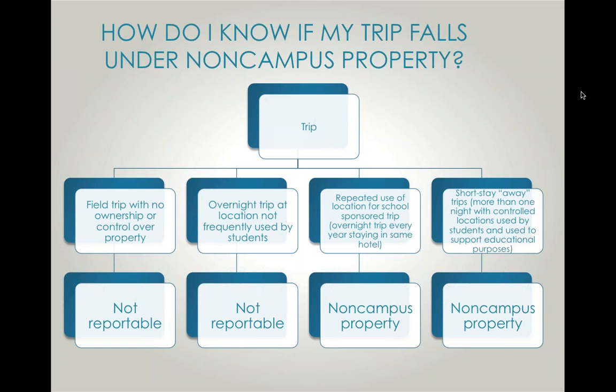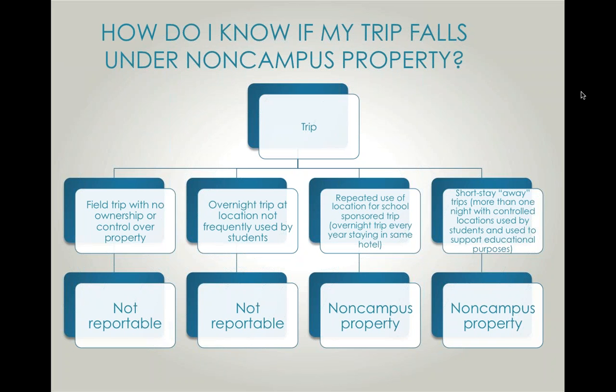So a repeated use of a location for a school-sponsored trip. Say, for example, there's an overnight trip where the individuals of the institution are going every year, staying at the same hotel. What the handbook says is that if we're seeing that repeated use of the location, then that would fall under non-campus buildings and property. The repeated use of the location is not tied to that number of days, or even that it's the same set of students. Is it frequently used by students at our institution? If we have been able to establish that repeated use, even if for each trip they're only staying for one night, if we go to that same location every year, that would still be considered non-campus buildings and property.